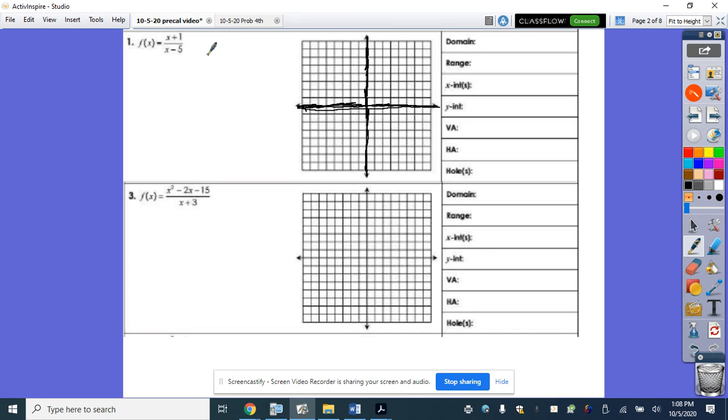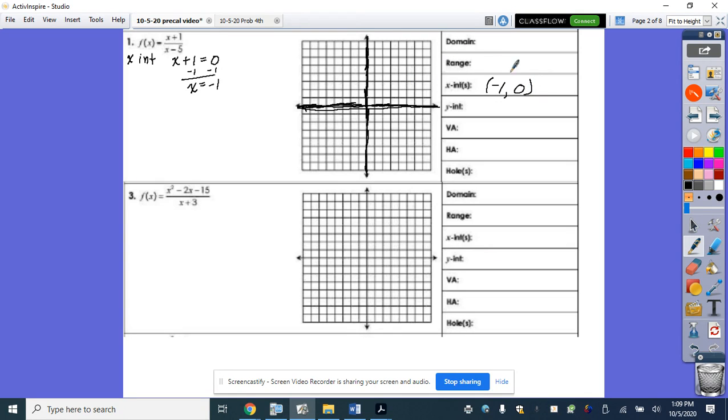All right, so the first thing we're going to do is figure out what my x-intercept is. And remember we said for the x-intercept, we're going to set the numerator equal to 0. So for my x-intercept, I'm going to take x plus 1, set that equal to 0, and then solve it. So x is equal to -1. So my x-intercept is (-1, 0).